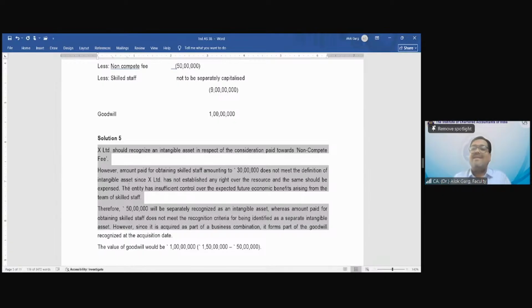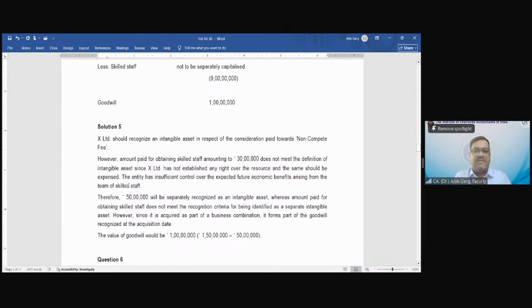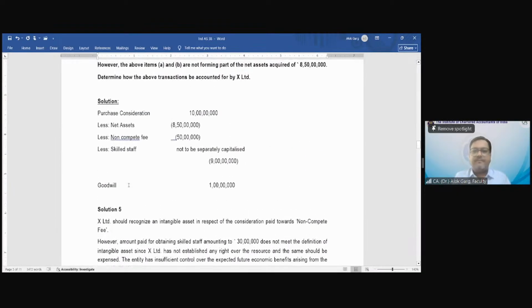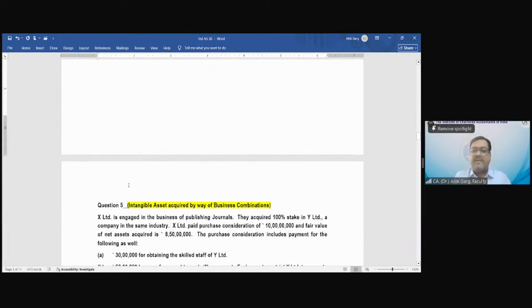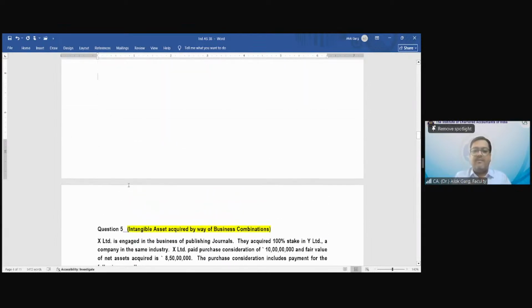However, since it is acquired as a part of business combination, it forms part of the goodwill recognized at the acquisition date. The value of the goodwill would be 1 crore, which is 1.5 minus 50 lakhs. Okay, this is the value of the goodwill. Is that clear? Yes, sir. Okay.